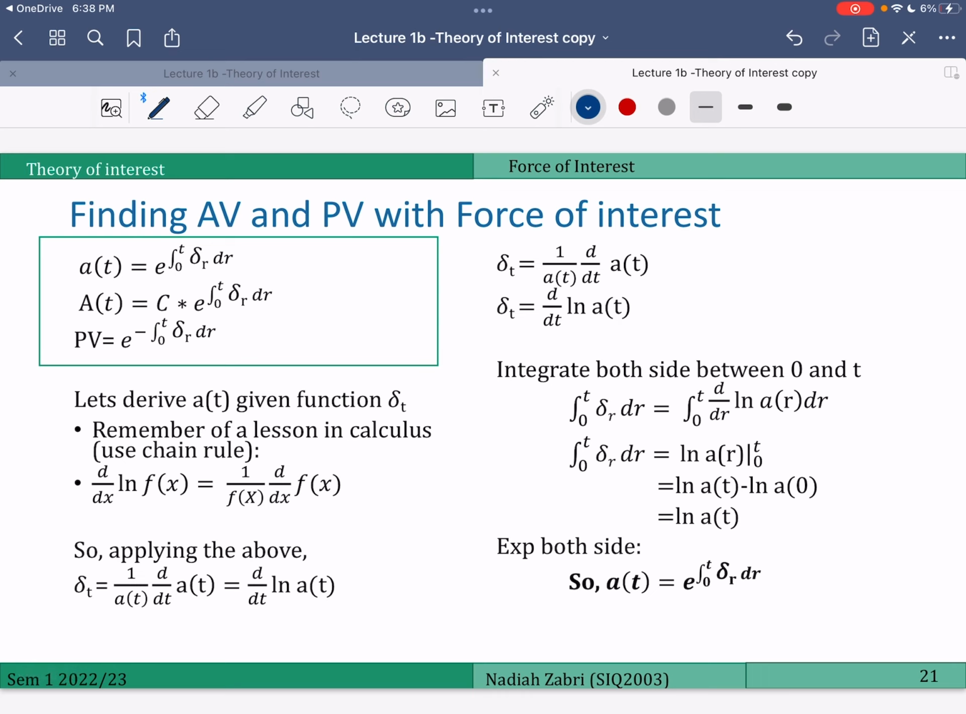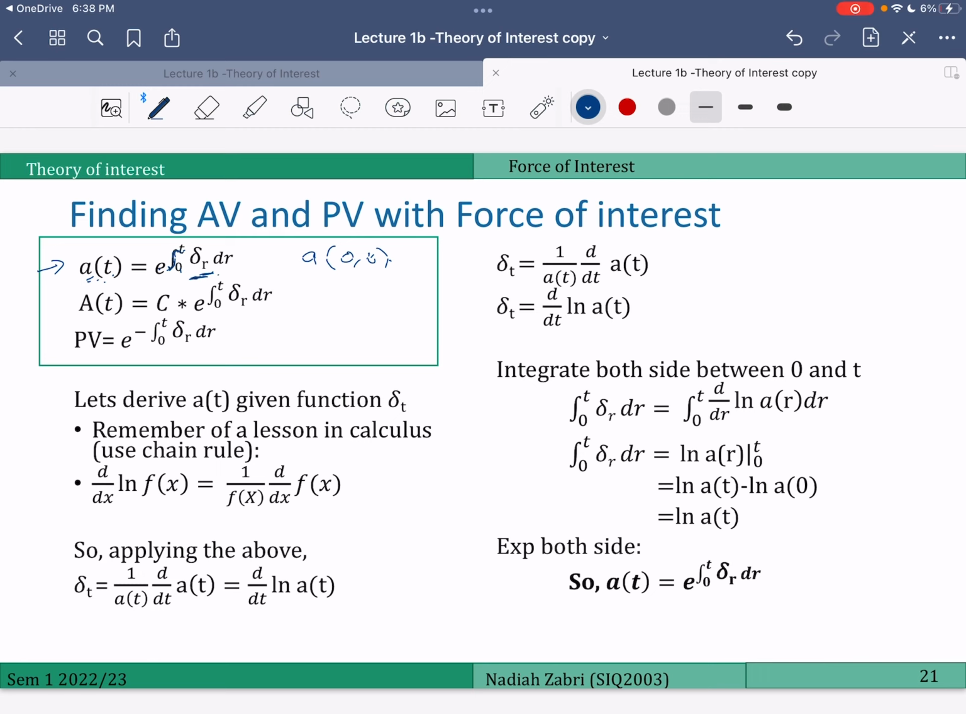So, to get the accumulation function, given a delta function, it will be as follows: e to the power of the integration of all of the delta between time 0 to time t. Then you will get the accumulation function, because a(t) equals a(0,t), right? So you are going to accumulate between time 0 to time t. Okay, we just know about this now. Later we will prove it.